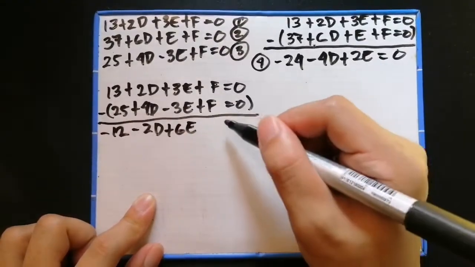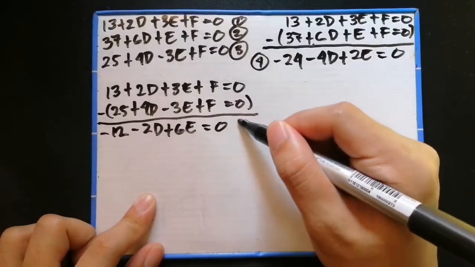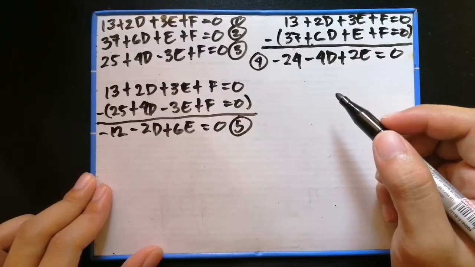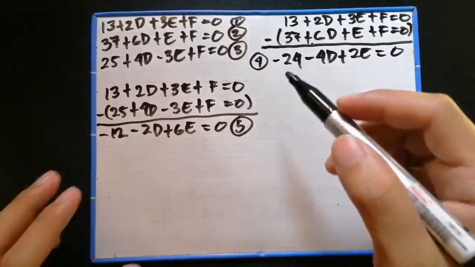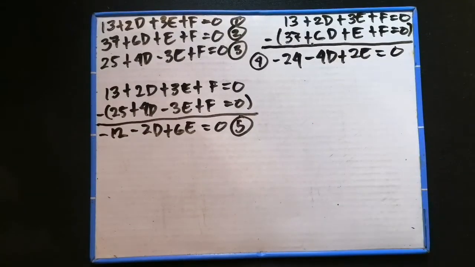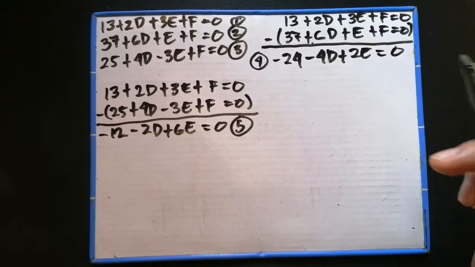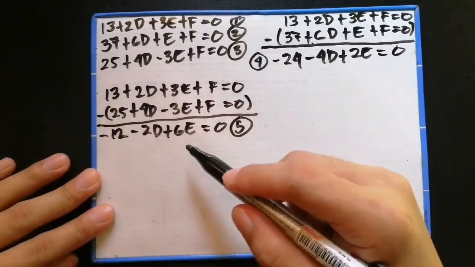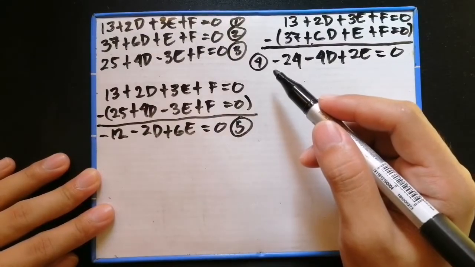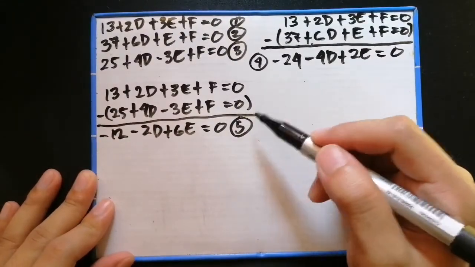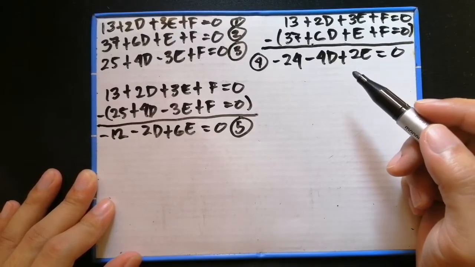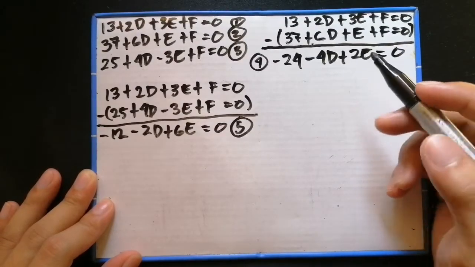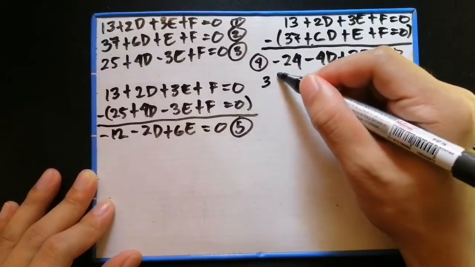F minus F is 0 is equal to 0. Ito na ngayon yung equation 5 natin. So, nakabuo na tayo ng equation 4 and 5. Kung mapapansin nyo, pwede nating i-eliminate si E on equation 4 and 5 kapag minultiply natin si equation 4 into 3. So, let's try to multiply equation 4 in 3.